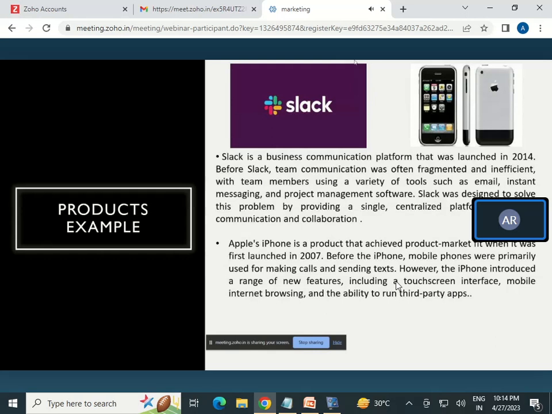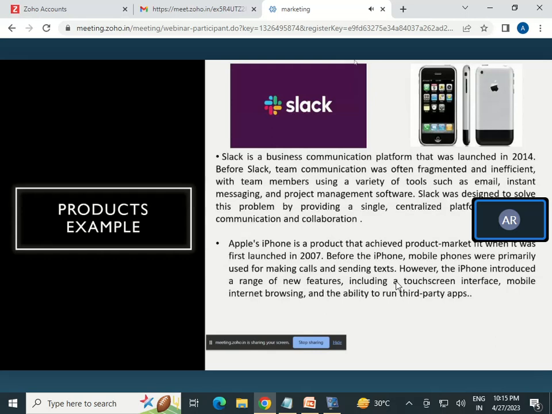They were having one problem. What is the problem? For different works, they were using different applications. So let's combine it and resolve this, right? And this is how it became a hit, right? They combined all the other things to give you one platform to work on, for all the emails and all the works. Exactly, right? You have the idea. So Slack is a business communication platform, we all know, right? That was launched in 2014.